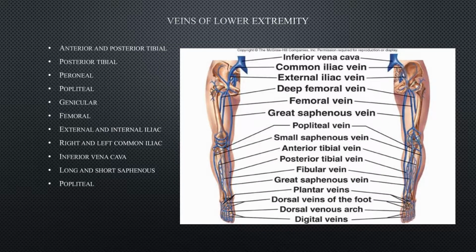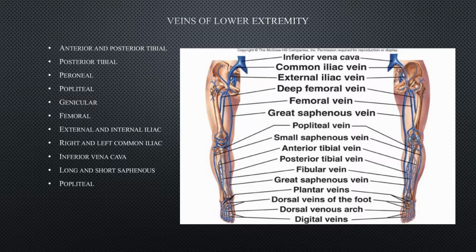Beginning at the lower portion of the leg, the anterior tibial unites with the posterior tibial to become the popliteal vein just below the knee. The popliteal vein's tributaries are the genicular veins, which help to drain blood from the knee area, and it then becomes the femoral vein. The femoral vein will unite with the external iliac, then the internal iliac vein. The right and left common iliac veins will unite to form the inferior vena cava.